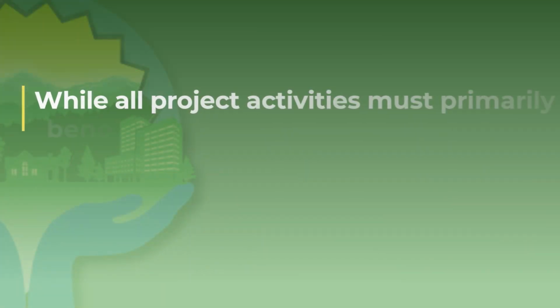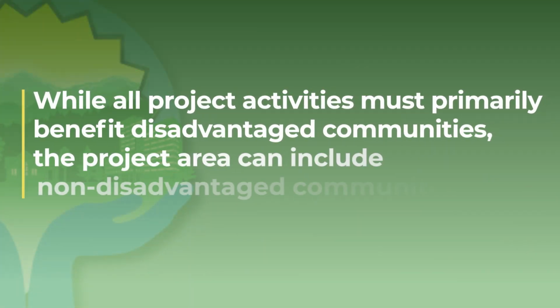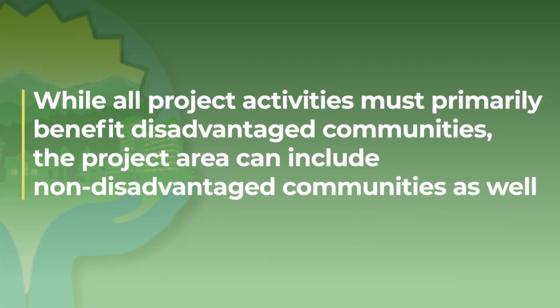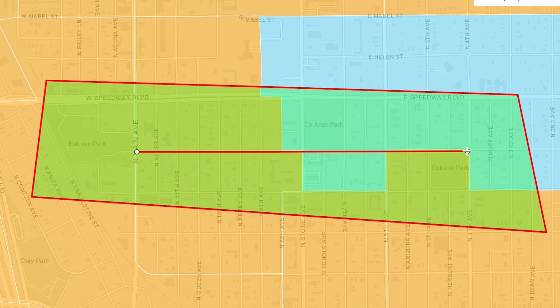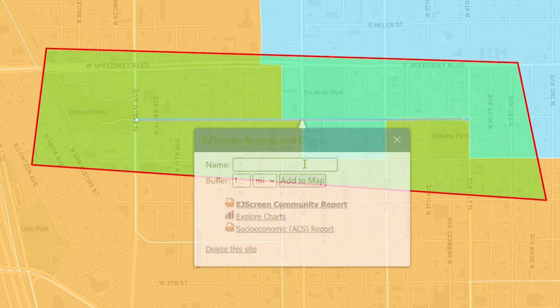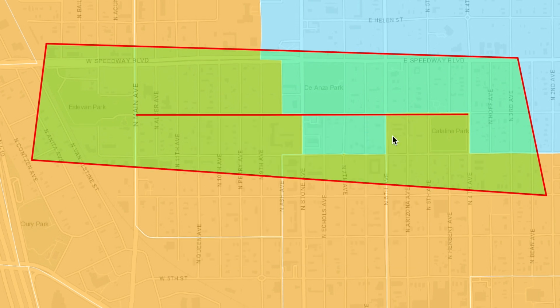While all project activities must primarily benefit disadvantaged communities, the project area can include non-disadvantaged communities as well. For example, if your project idea was to put a bike path down East 1st Street, this would be okay, even though this area of Tucson does not meet the definition of a disadvantaged community. But the communities primarily benefiting on either side of it do. Once you've added the path, double-click to end the path and name it.